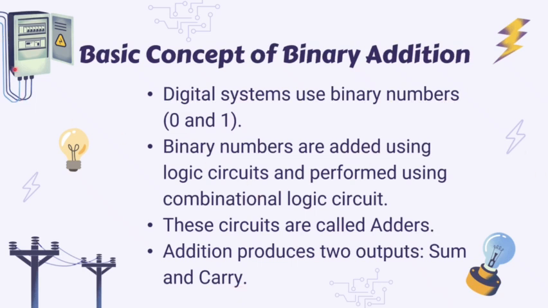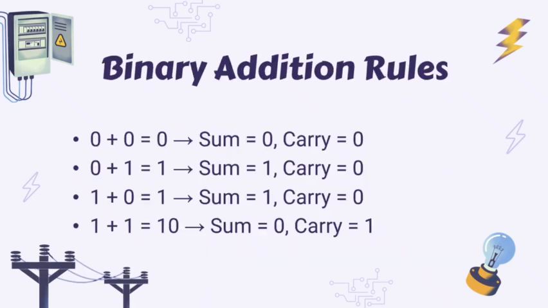So, these circuits that perform binary additions are called adders. Addition follows simple rules similar to decimal addition. When 0 is added to 0, the result is 0, so both sum and carry are 0. When 0 is added to 1, or 1 is added to 0, the sum is 1 and the carry is 0. However, when 1 is added to 1, the result becomes 10 in binary, so the sum is 0 and the carry becomes 1. These are the basic rules which form the foundation of designing half adder and full adder circuits.